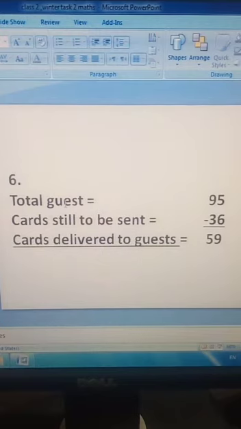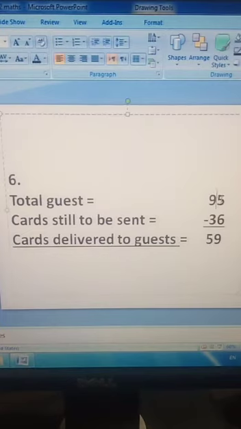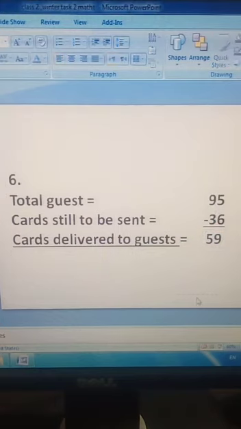As we know that the total guests are 95 and the cards still to be sent, at the start of the question they tell us that there are 36 cards. So we will subtract 36 cards from 95. So we will get how many cards he delivered to the guests. Students, this is 5 and this is 6. Not possible to subtract. So here we will take carry 1 from 9. So this 5 becomes 15 and 9 becomes 8. 15 minus 6, this will be 9, and 8 minus 3, this will be 5. It means 59 cards he already delivered.